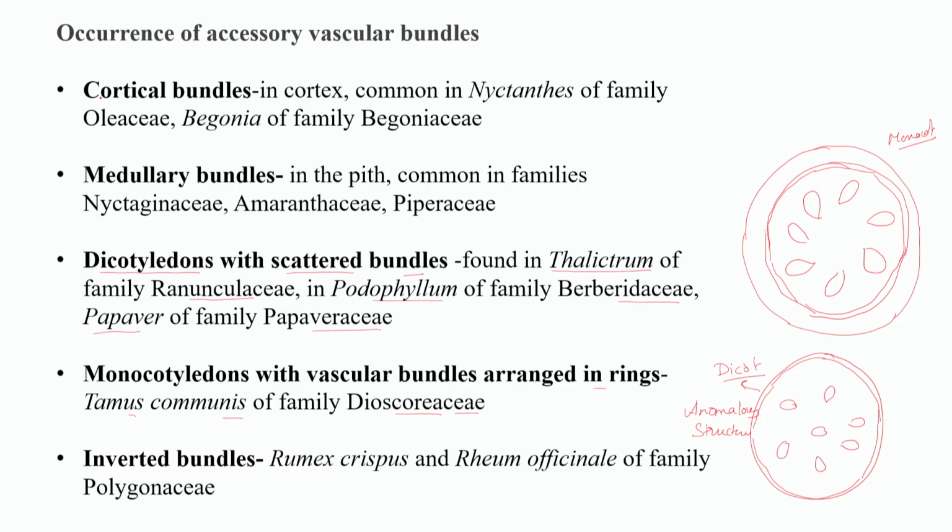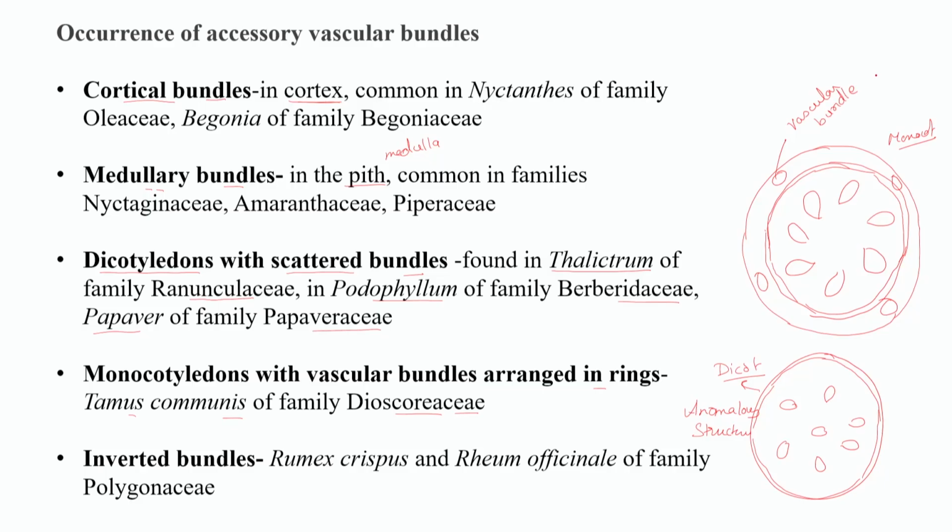Similarly, the presence of cortical bundles and medullary bundles are also very important anomalous features found in plants. Cortical bundle, from the name itself you may make out that it is found in the cortex, and similarly medullary bundles are found in the pith, because pith is also known as medulla. Suppose you have a normal arrangement of vascular bundles, and if you find some vascular bundle in the cortex region, that will be an anomalous feature.